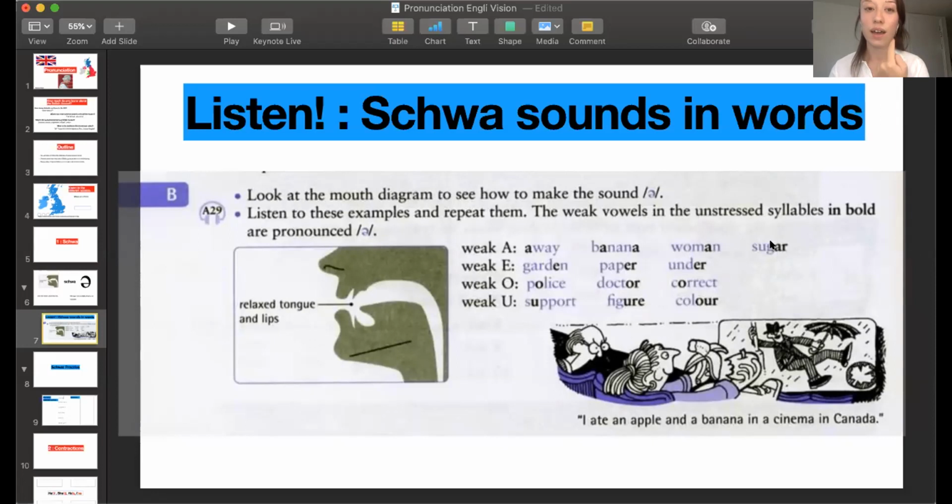Sugar. Look at the shape of my mouth. Sugar. Good. Garden. Paper. Under. Figure. Nice, good. Figure.